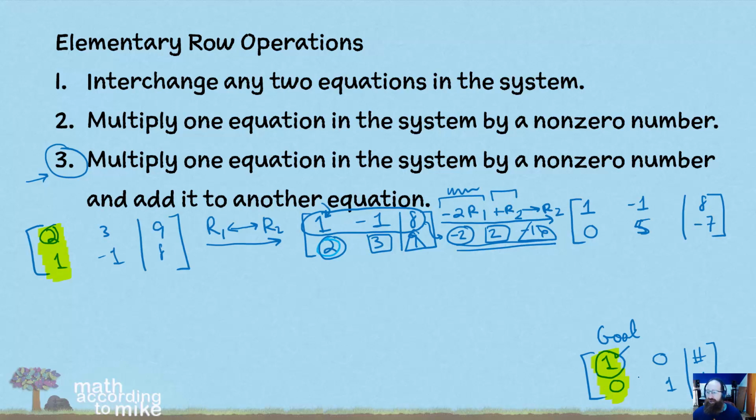Okay, so notice now the first column is done. We got a 1 and then we got a 0. Huzzah! Now, once the first column is done, we move on to the second column. Oh, I picked the wrong color again. So now we want the second column to match the second column in our goal. So again, make your 1 and then make your 0.